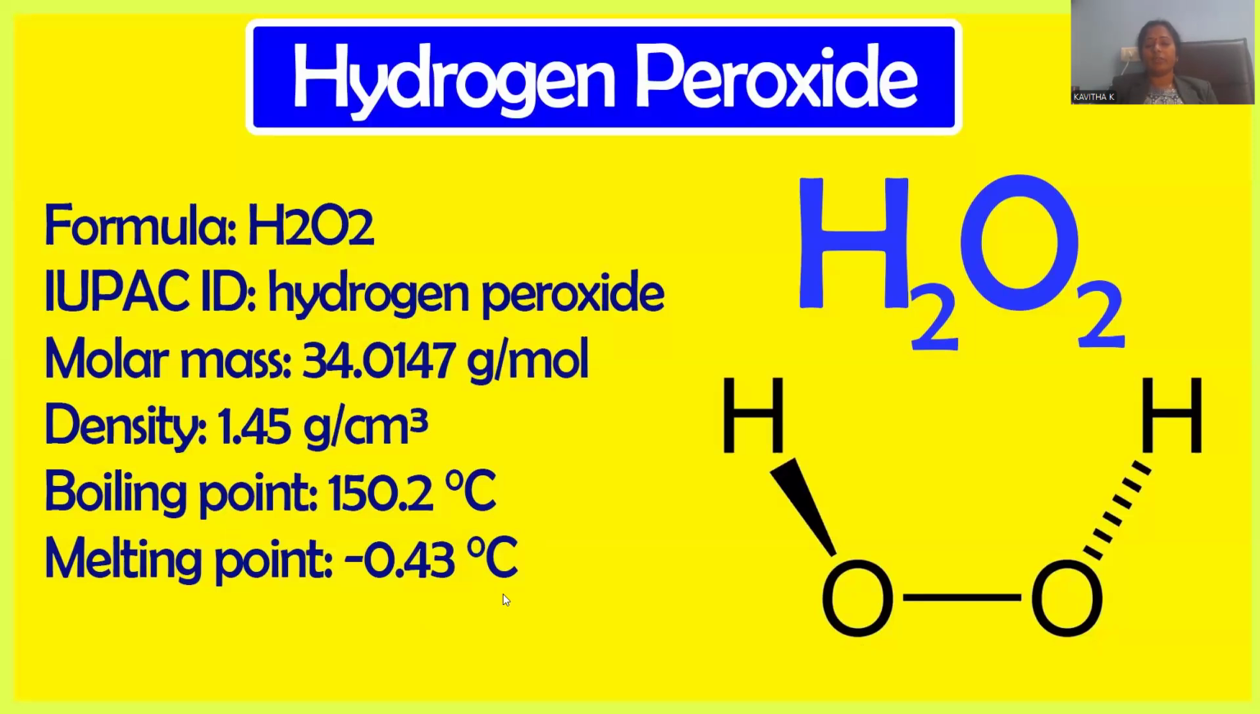Melting is carried out. In order to melt, it should be a solid, right? So the solid form is available below 0 degrees centigrade. That's why melting is carried out. Being a liquid at natural temperature, its melting point will have a negative sign, negative convention. You can notice at minus 0.43 degrees centigrade, it will transform from solid to liquid form, right? So this is the way a brief description is given for hydrogen peroxide.